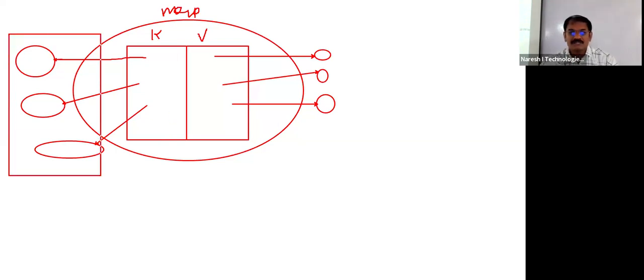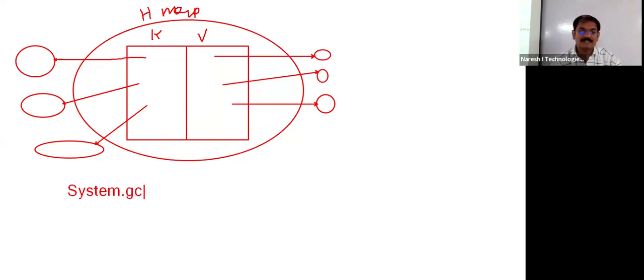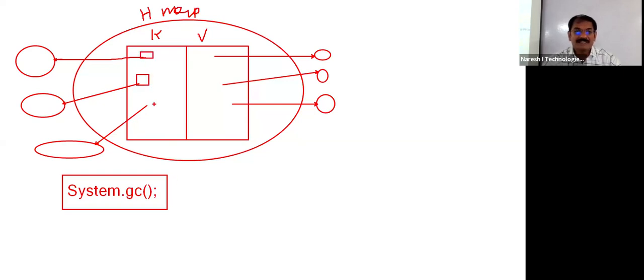After storing these three objects in the map, are there any external references from local variables? No. Only references from the map are available. Now assume that this is a HashMap. After storing these objects, if you call System.gc, are these key objects removed from the map or not removed? Not removed. Then we call these references strong references.